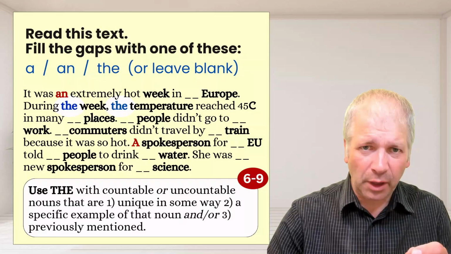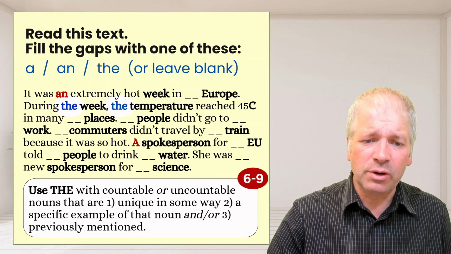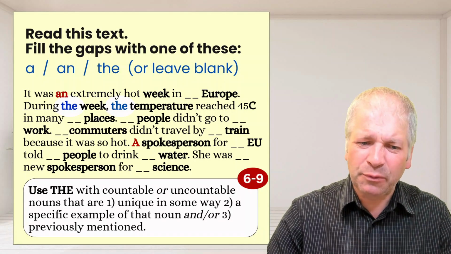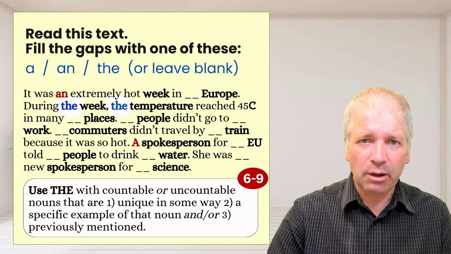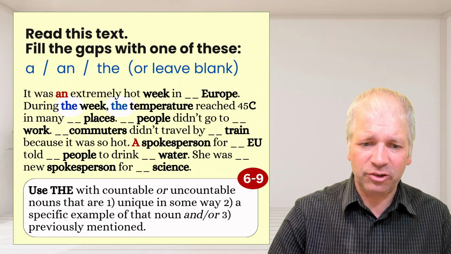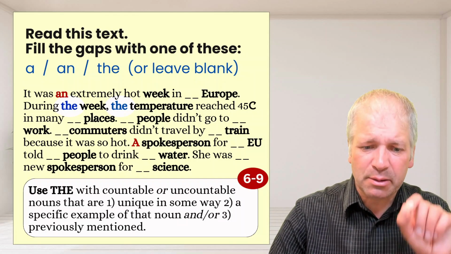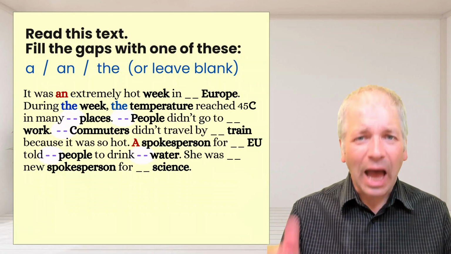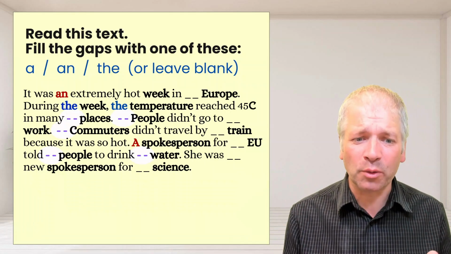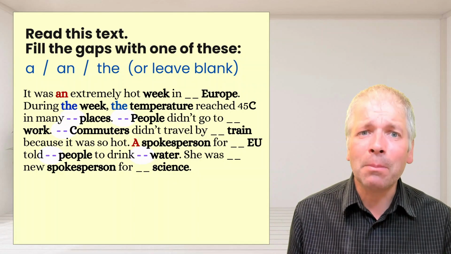The first the fulfills rule 3. It's previously mentioned during the week. In the sentence before we said it was an extremely hot week, first mention. Next line, during the week, second mention. The temperature is a specific instance of a temperature. So that fulfills rule 2. And now let's look at these purple dots. During the week, the temperature reached 45 degrees centigrade in many places.